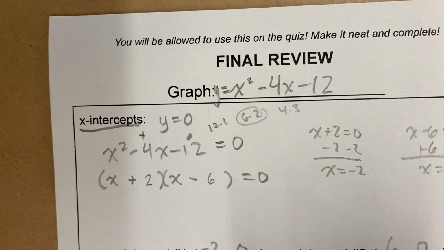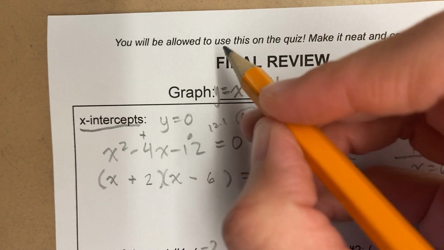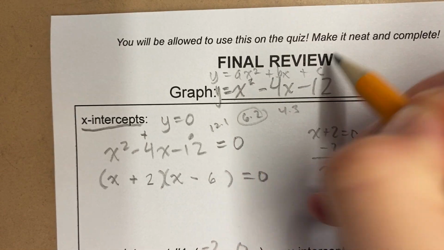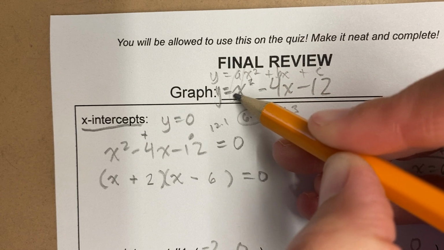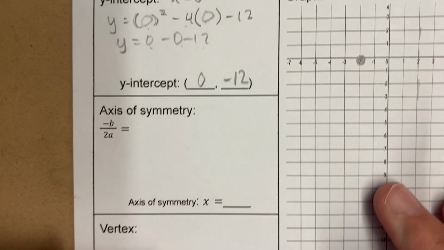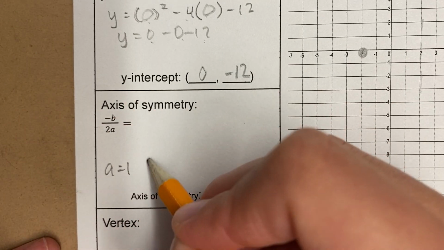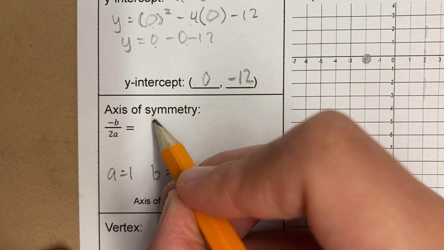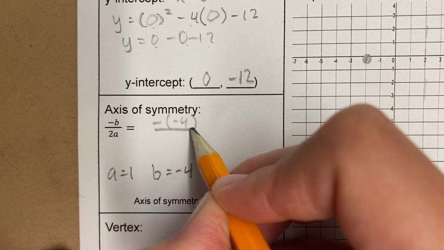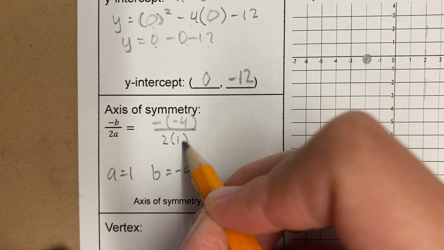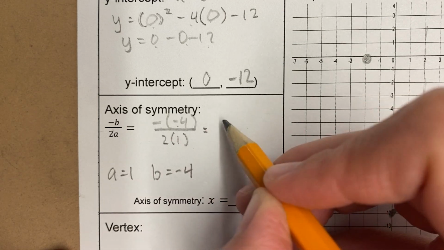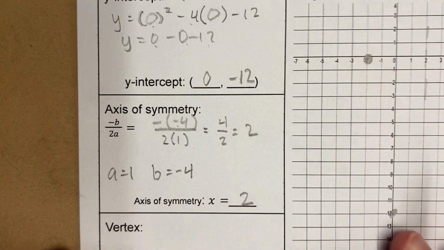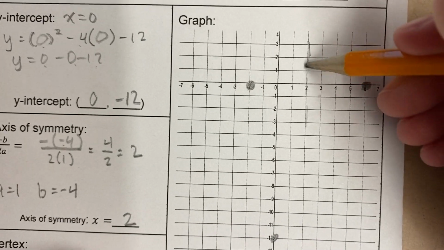Okay, so here's my equation. Notice for my equation, it's always ax squared plus bx plus c. So here, my a is this invisible 1, and my b is negative 4. So my a is 1, and my b is negative 4. So this is negative b, that's negative 4, over 2a. So negative 4 becomes positive 4. This is over 2, and that equals 2. Okay, I got 2. My axis of symmetry is at x equals 2.